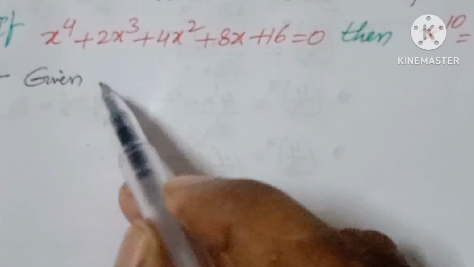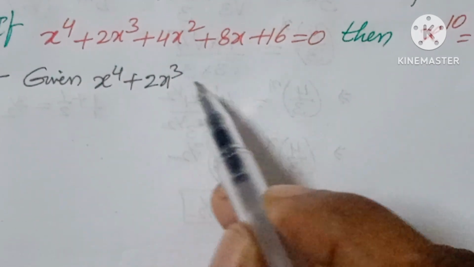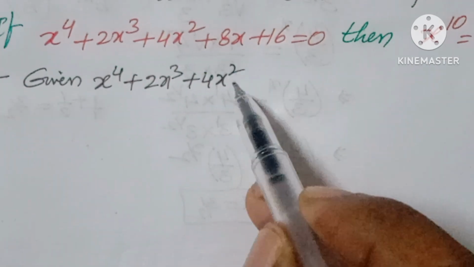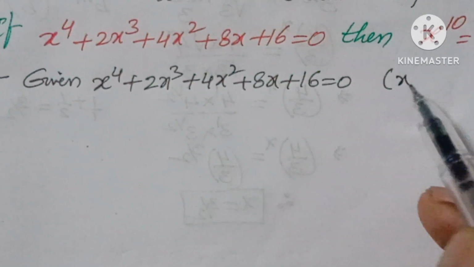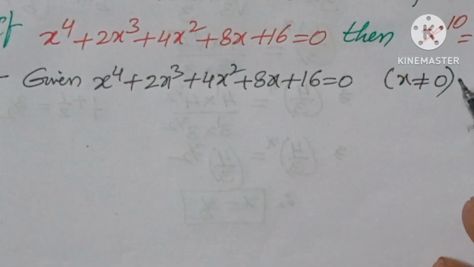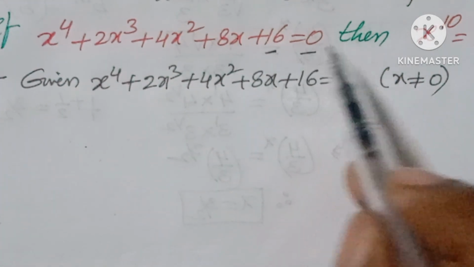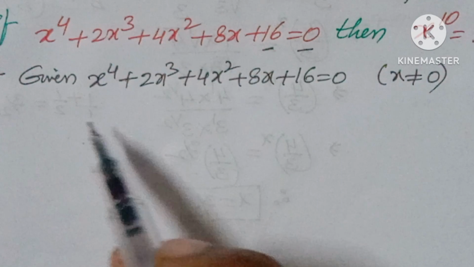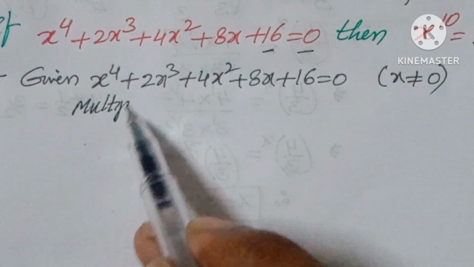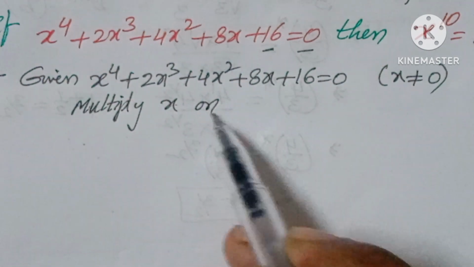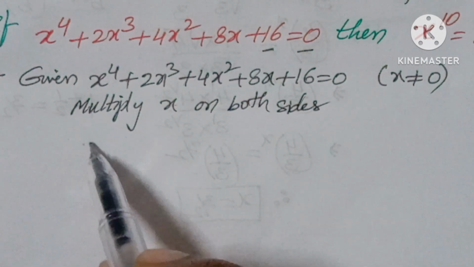So here, given x to the power of 4 plus 2x cube plus 4x square plus 8x plus 16 equal to 0. First of all, you have to know that x is not equal to 0. If x is 0, you'll get 16 equal to 0, which is not possible. So here the logic is to multiply x on both sides.